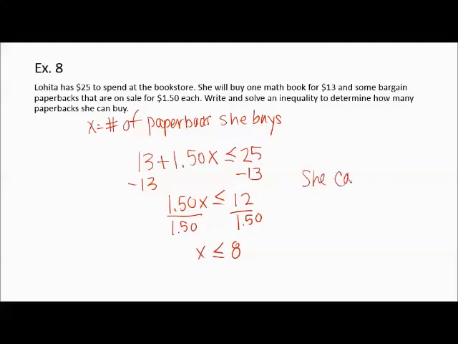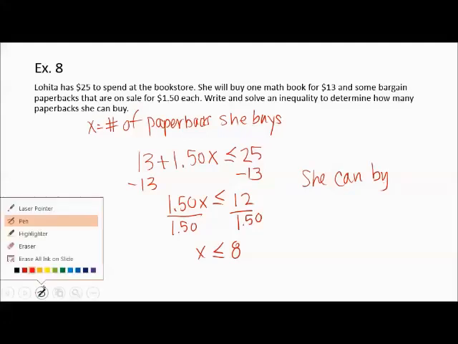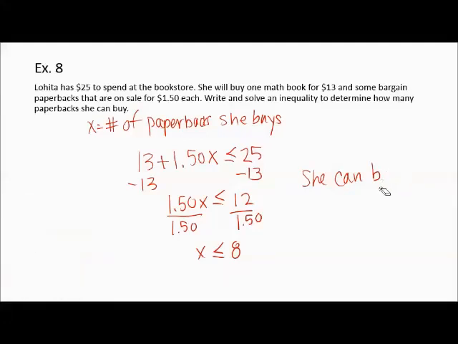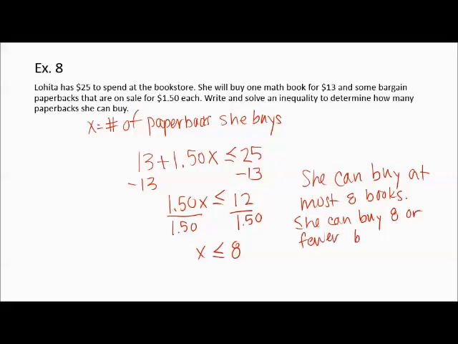She can buy, whoops, proper spelling is important. She can buy at most 8 books. That's one way to phrase it. We could also write she can buy 8 or fewer books. There's a few different ways that we can phrase this, but you need to communicate in your phrasing that she could buy 8 books or fewer than 8 books.